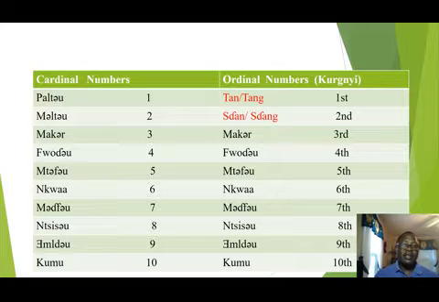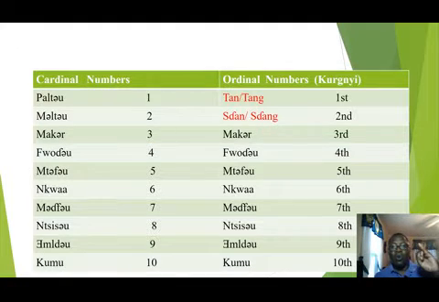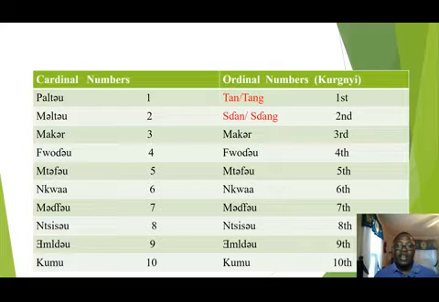Now the cardinal numbers, as we saw, 1 to 10 is just ordinary 1 to 10 as cardinal numbers. Pathu, mathu, makr, fodu, mtefu, nkwa, mdfu, ntsisu, mzu, kumu. You notice that the ordinal numbers look almost the same apart from the first two. So you can see that to the right we have the indicators of first to tenth.